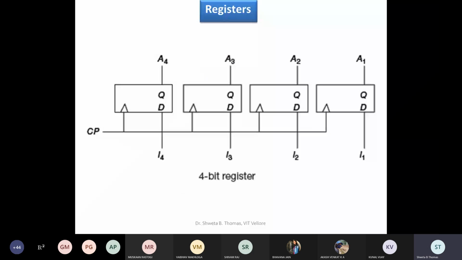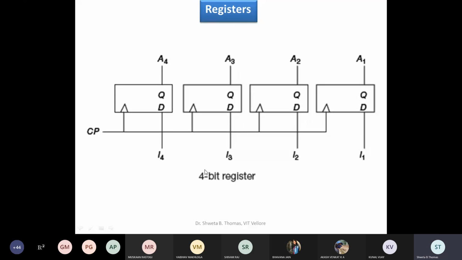Now, first we will start with the register. So what is actually a register? This is a 4-bit parallel register. If you see here, the 4-bit parallel register is implemented with the help of D flip-flops. You can implement this register with the help of any other flip-flop also. Here I have given an example using D flip-flops. So what is the function of this actually?